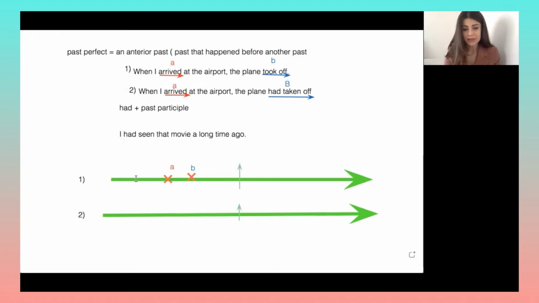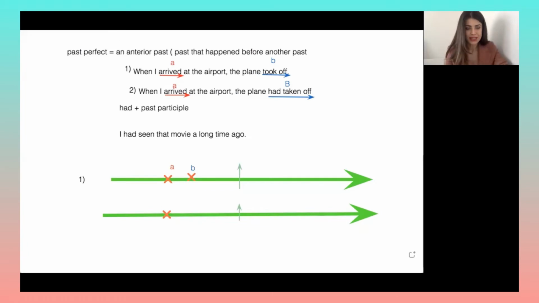And here, this is my timeline. This is the present, and all of this is the past. So I arrived, A, the plane took off, B. So this is in chronological order. Now, we said that the past perfect is a past of a past. So here again, let's say I arrive at the airport here. So this is again action A. Where do you think action B is going to stand?